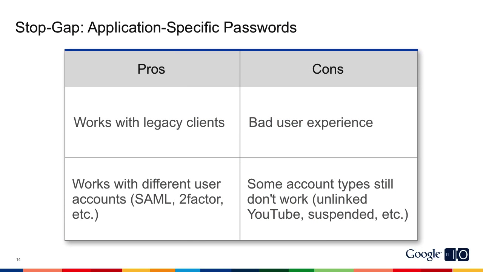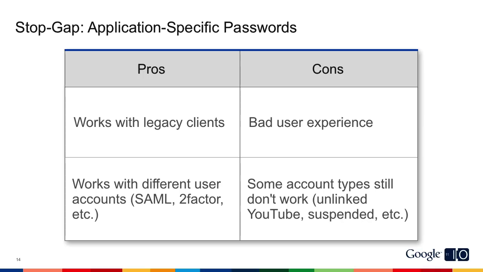So that sounds pretty good, and it works with legacy clients. For many of the use cases that I mentioned earlier, it works for users that have signed up for two-step verification. It works for OpenID users. It could work for SAML users if the enterprise admin has switched it on. But it does provide a pretty bad user experience, especially if I want to configure the Exchange client on my iPhone or something. I probably need to walk up to my desktop and log in, go to the accounts page, go to the application-specific passwords page, generate one of those passwords, copy it over. It's not that great.